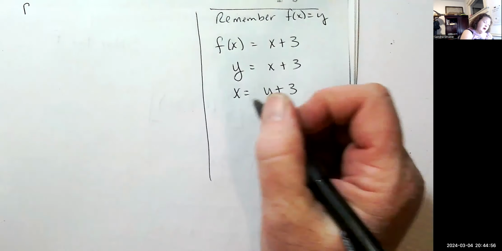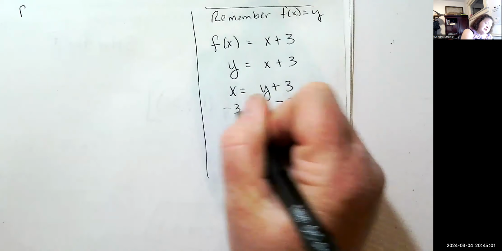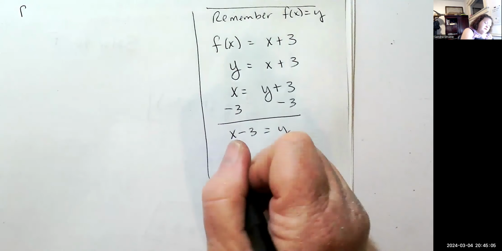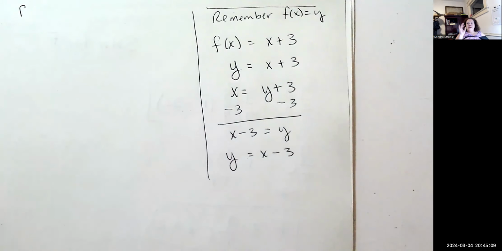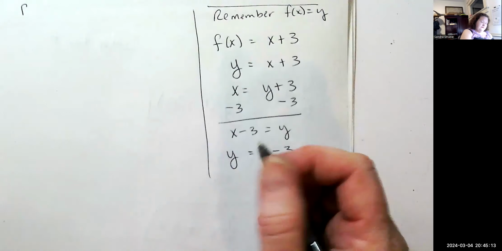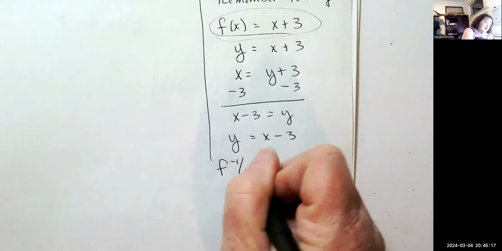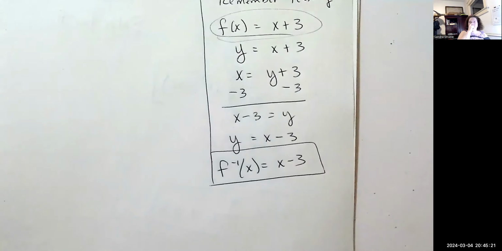Why did I switch it? To solve for y, all I need to do is subtract 3 from both sides. I'm just going to move these around to make it look like I want it to look. There we go, I just switched sides. So I have just found the inverse of f. F is this. The inverse of f is x minus 3.